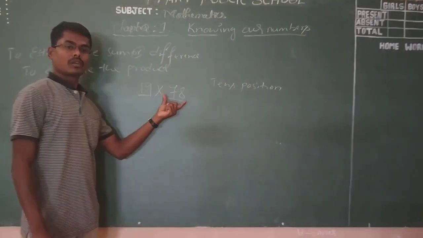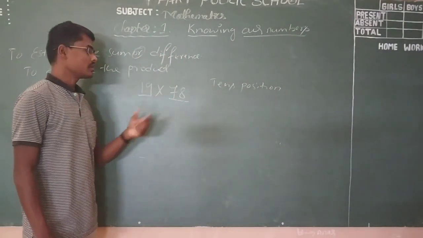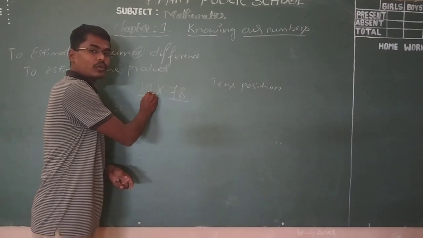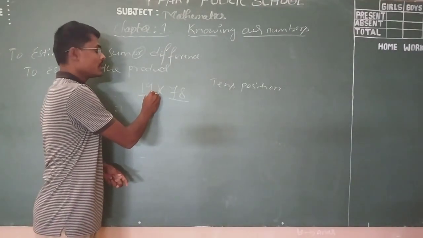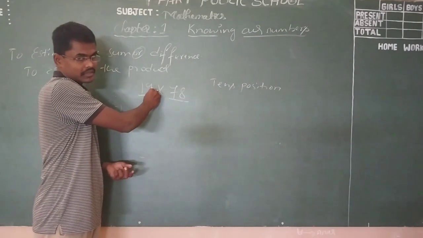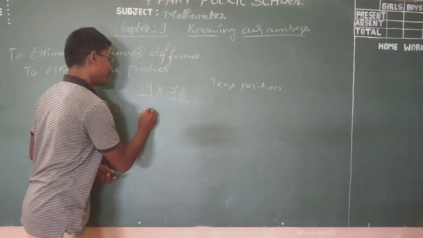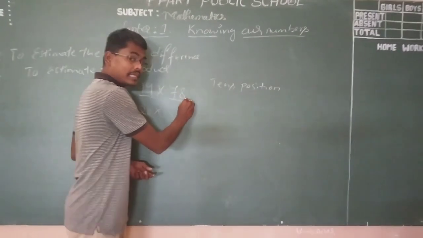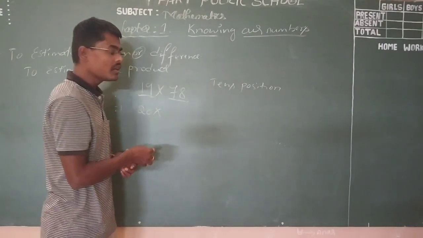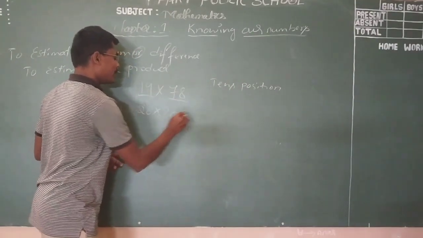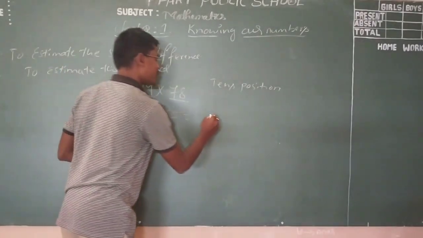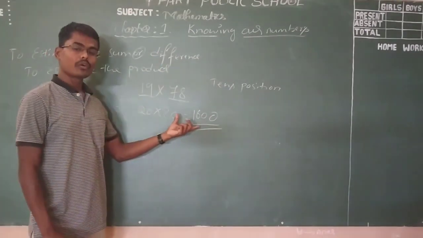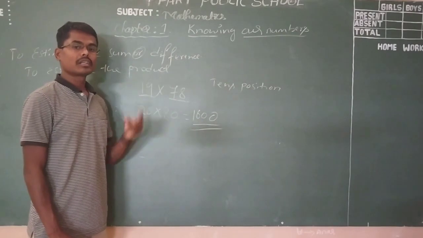Here these two numbers are 2-digit numbers. While rounding off to the 10th position, we have to look at the unit digit place. Here the unit digit place is 9 and this is greater than 5. I can round off to 20. Then when we come to 78, here the unit place is 8 and this is also greater than 5, hence I can round off to 80. Then the product of 20 and 80, what will we get? 1600. This is how we are going to estimate for the given numbers.